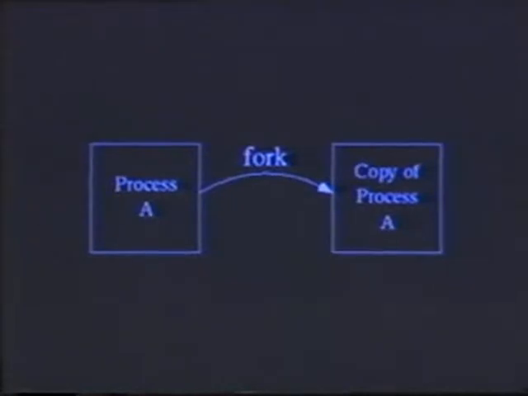Executing a program on the Unix system takes two steps. First, because everything on the Unix system is done within a process, you have to create a process before you can execute a command. The first step, then, is for Unix to create a process. On the Unix system, a process is created by making a copy of an existing process. This is called forking a process.